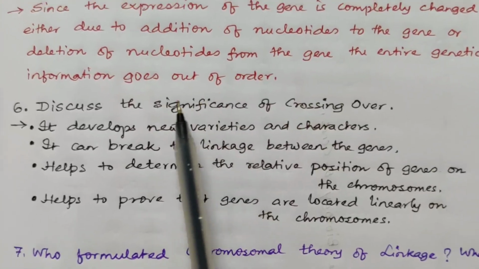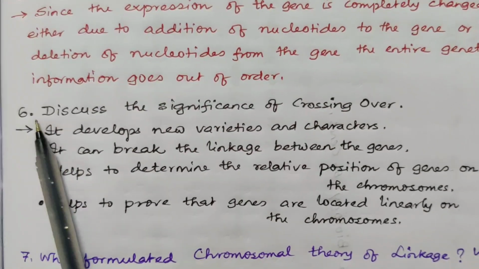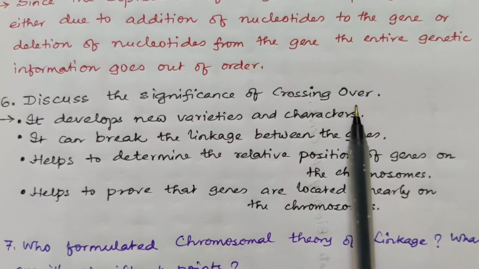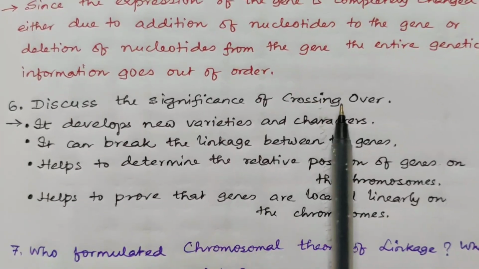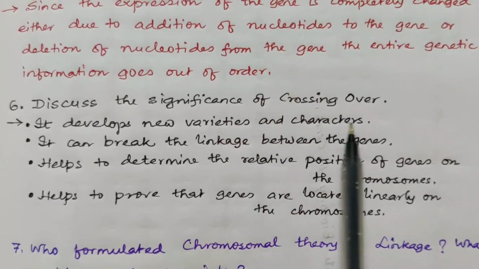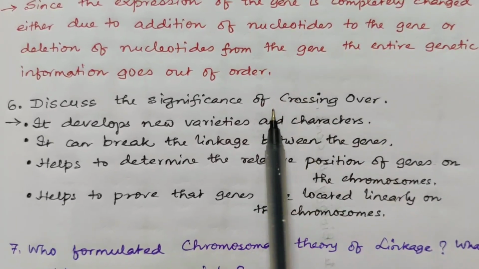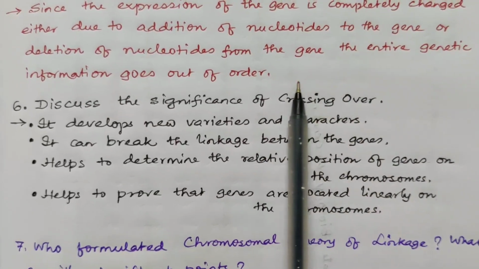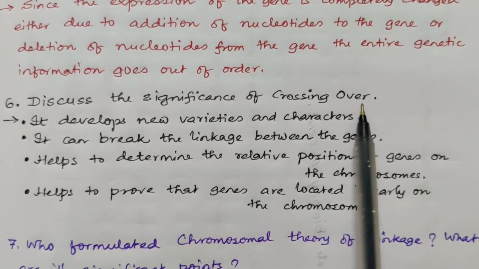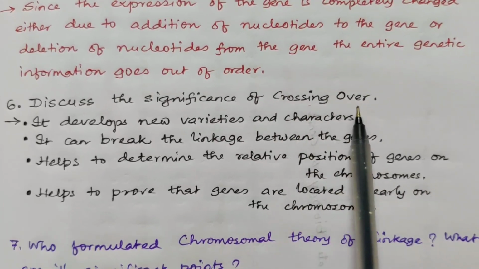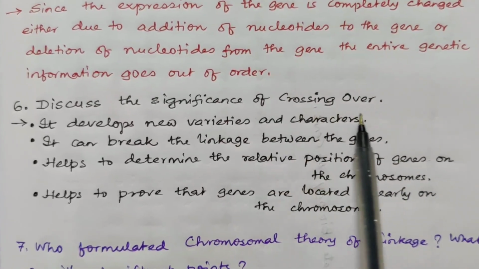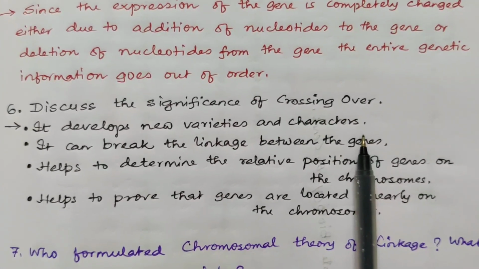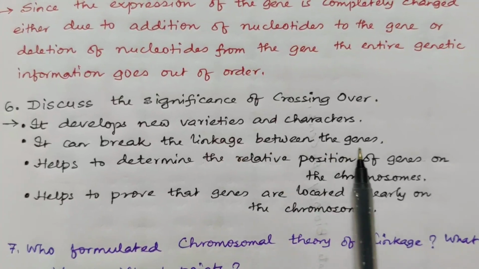Isn't it? So coming to the next question, discuss the significance of crossing over. When does crossing over take place during cell division? In meiosis, the crossing over occurs during which part of prophase 1? It is pachytene. It develops new varieties and characters. It can break the linkage between the genes.